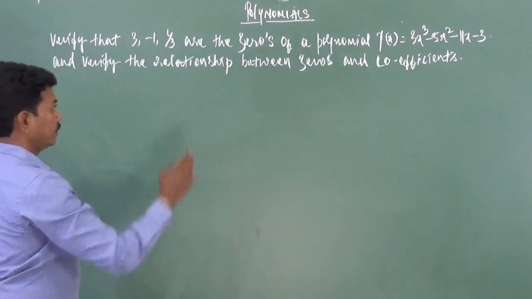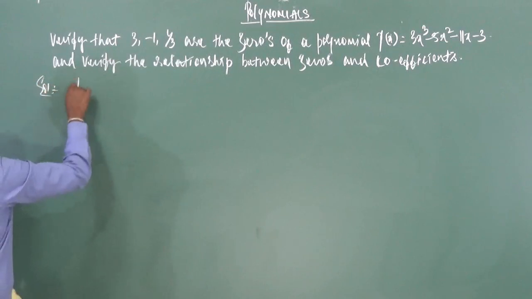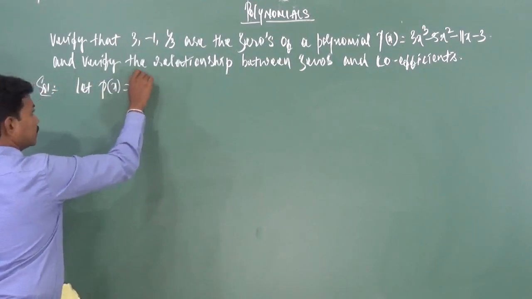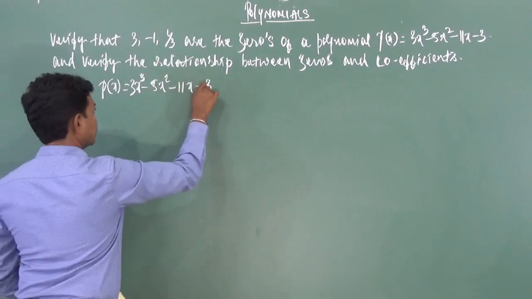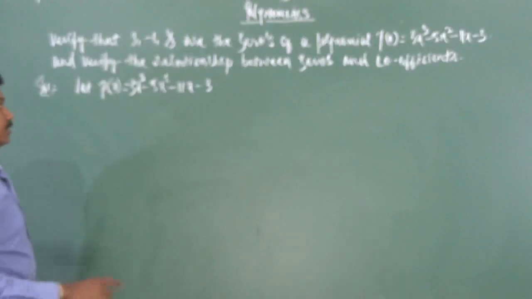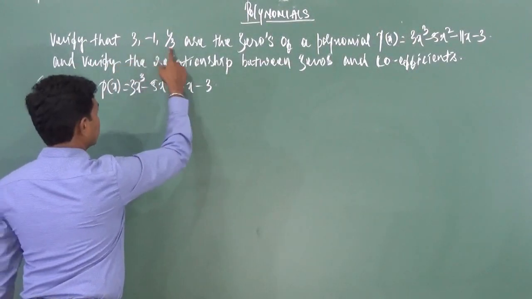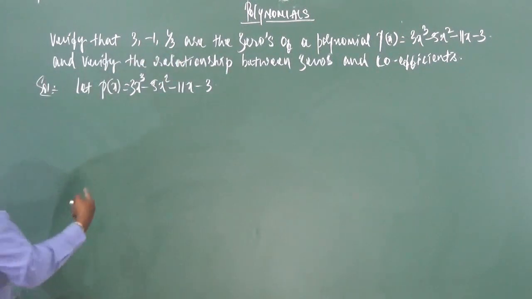So a cubic polynomial is given to you, so let us go with that. Let p of x is equal to 3x cube minus 5x square minus 11x minus 3 be the given polynomial. In the first part of the problem, we have to verify that 3, minus 1 and 1 by 3 are the zeros of this polynomial. So we have to verify that.